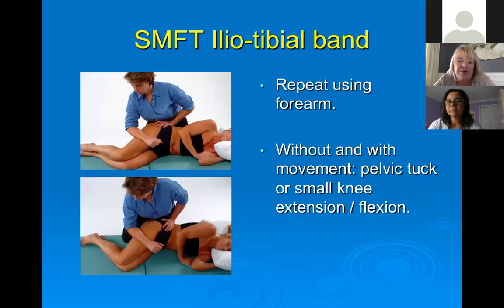And then this one feels lovely, using the forearm. So basically one slide down from the greater trochanter all the way towards the knee, with and without pelvic movements, and also with and without small knee flexion extension. Okay, and again, you can angle the forearm being center IT band, front of it, back of it, but it's a nice way to kind of release that whole area.